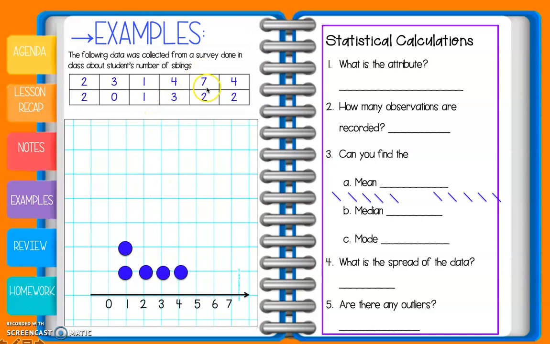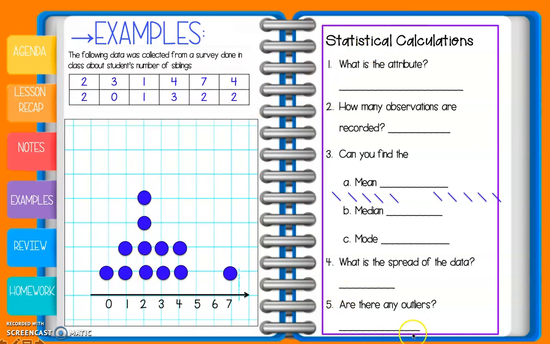We have a 7. I'm going to come over here and put my 7. We have another 4. So I'm going to line it up with my graph paper here and put a 4. I have another 2. I have a 0, so I'm going to go above 0 and put my dot. I've already done this one. I have a 3, so I'm going to go above and put my 3. I have a 2, and I have another 2. Okay, so there's my dot plot.